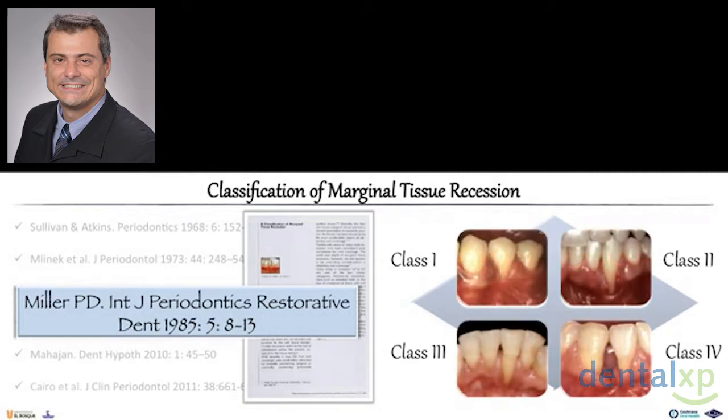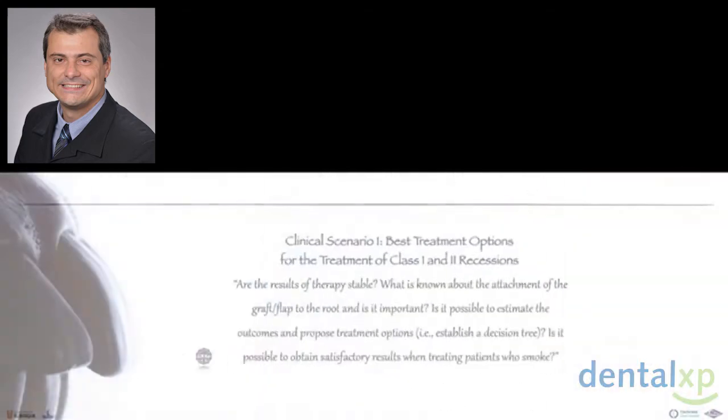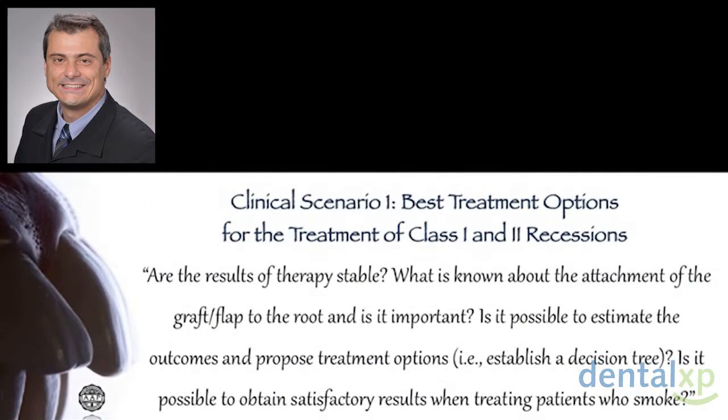While the same could not be expected for class 3 and 4 recessions, where bone or soft tissue loss in the interdental area is present. But let's move forward to the AAP clinical scenarios and answer some specific important questions commonly made by clinicians in their daily practice. Clinical scenario 1.